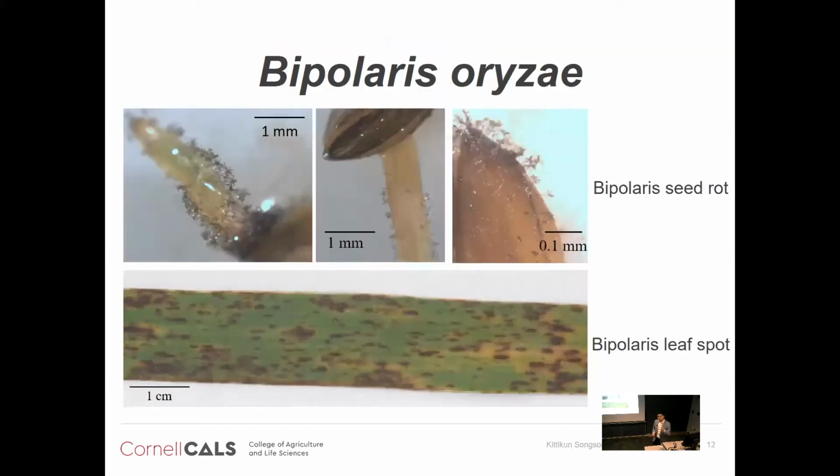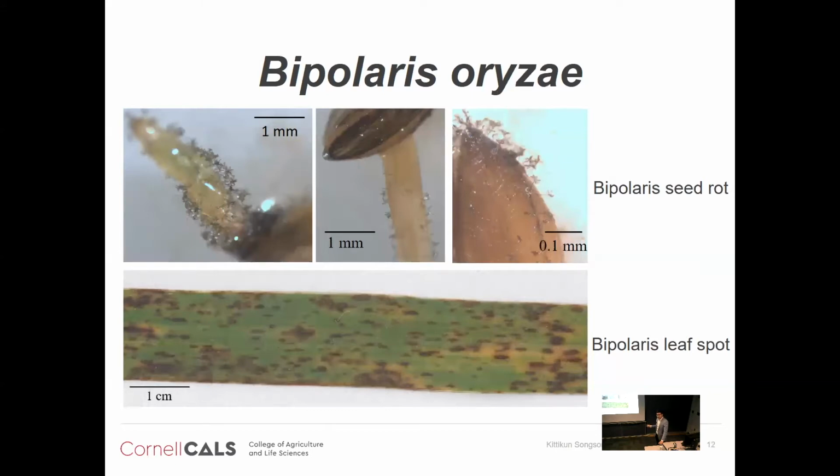It can cause two diseases. First is Bipolaris seed rot. As the name suggests, it reduces the germination of the seeds. But even if the seeds can germinate, this pathogen can infect the shoot and the root of the seedlings also. And these are pictures of the hyphae and the conidia, which are the asexual spores of this pathogen, on the seed surface.